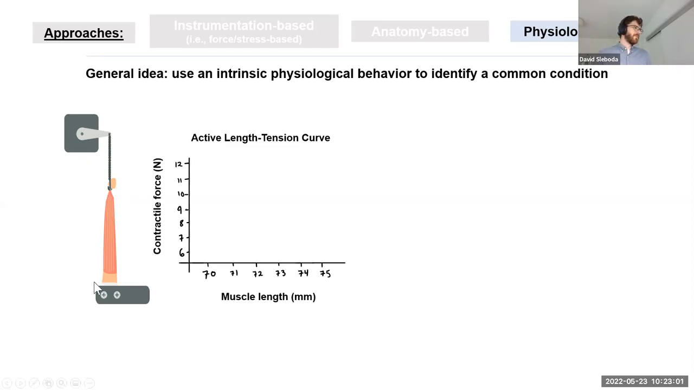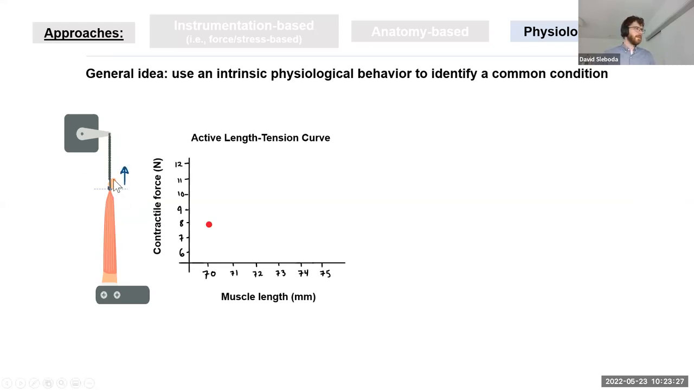So let's say we have a muscle again connected to a force transducing servomotor. We put the muscle on our rig so that it's just barely taut, and we stimulate the muscle to contract with a pulse of electricity. In this made up example, we've got a muscle at 70 millimeters length, and it produces 8 newtons of force when we stimulate it to contract.